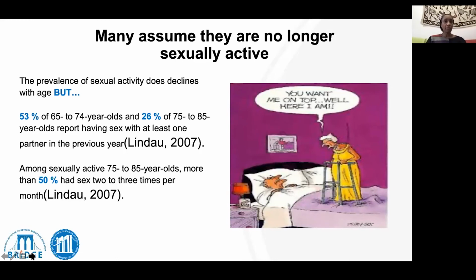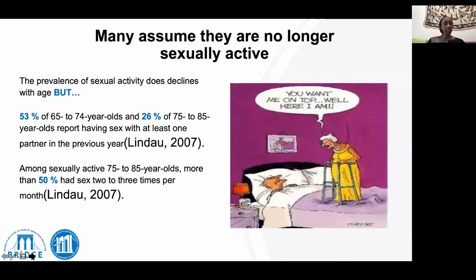The truth is that many providers assume their older patients are no longer sexually active. And the truth is that sexual activity does decline with age. However, that doesn't mean that people stop having sex. 53% of 65 to 74-year-olds and 26% of 75 to 80-year-olds are still having sex.